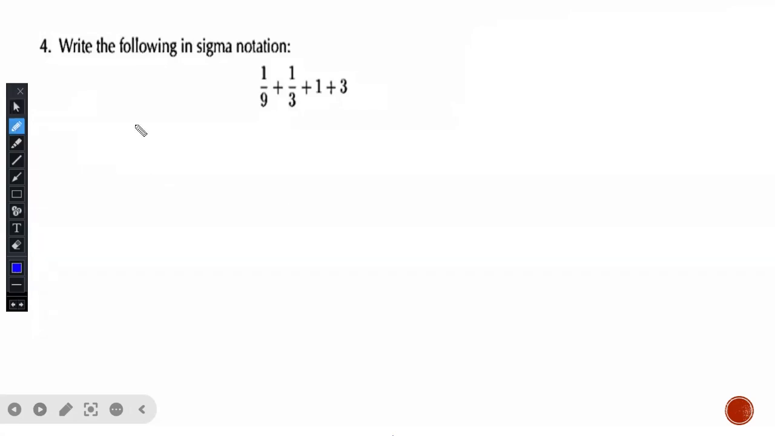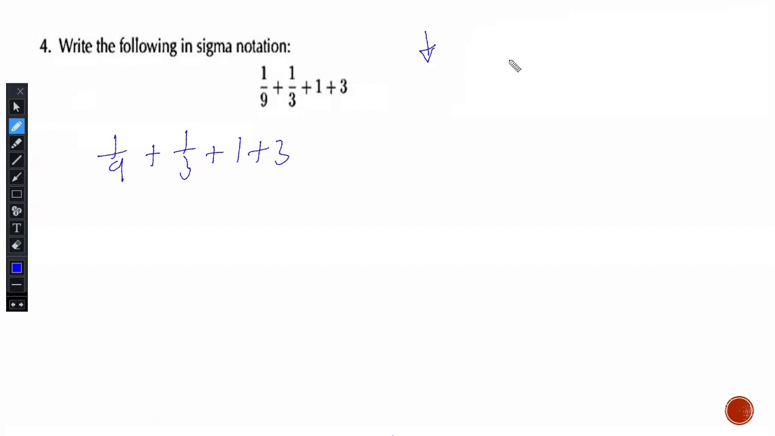Okay, now we are required to write this in sigma notation. With all the questions we've been doing, we've been given sigma notation, and what we needed to do was to expand. Now, what if they give us the expansion, and then we are supposed to write the sigma notation? That is also not a problem. We have 1 over 9 plus 1 over 3 plus 1 plus 3.